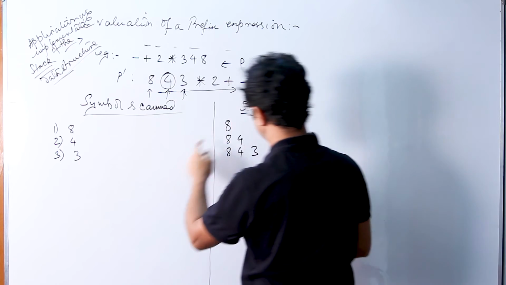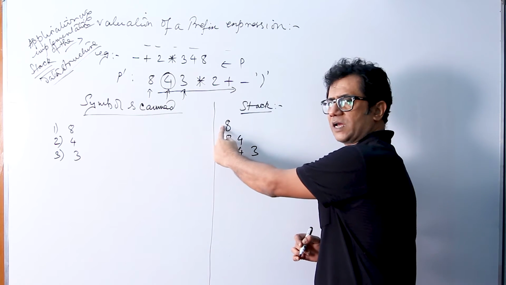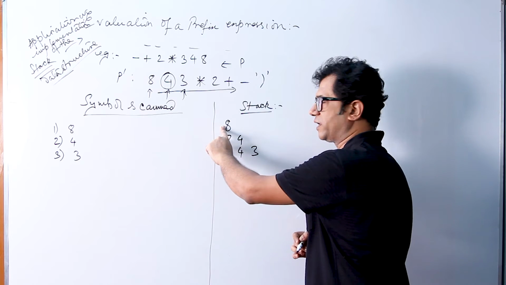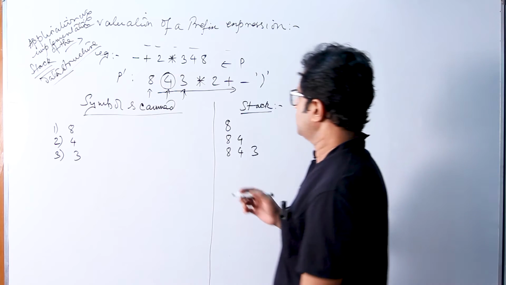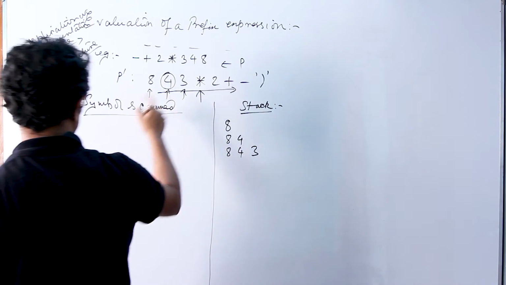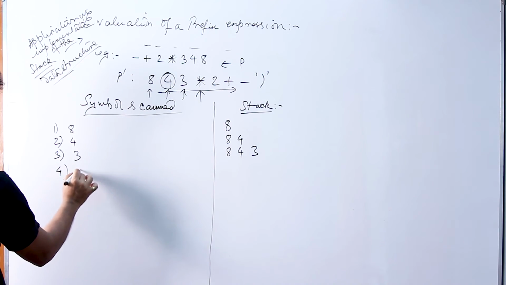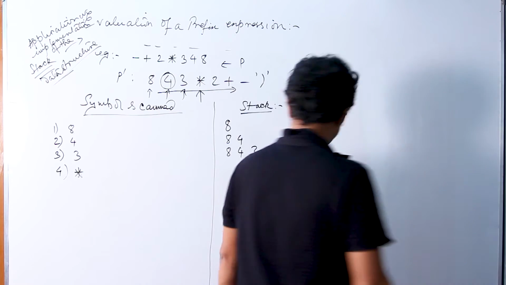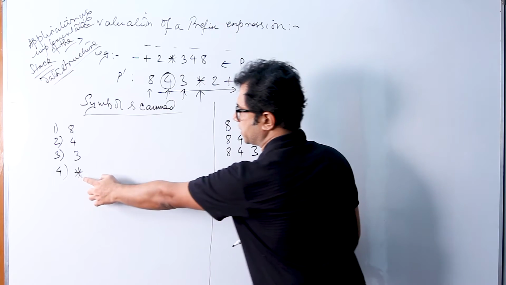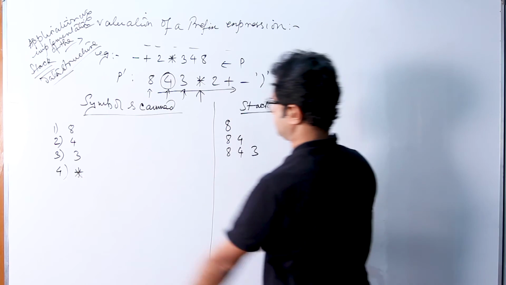In these 3 steps, previously the stack was empty, and after that the stack length was 1, then 2, then 3. Now at this stage, after that we scan this asterisk, that is the multiplication sign. So star is nothing but an operator.